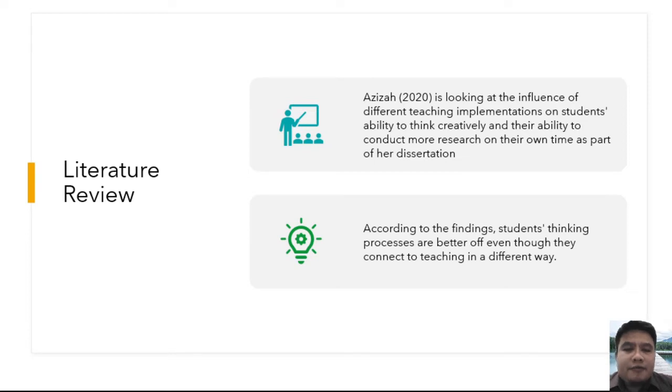Okay, here is some literature review for this research. Number 1 is Azizah 2020, looking at the influence of different teaching implementations on students' ability to think creatively and conduct more research on their own, as a part of her dissertation. A study of a variety of teaching strategies was carried out to discover the flaws in the way each technique was carried out in practice. According to this finding, students' thinking processes are better off even though they connect to the teaching in a different way.